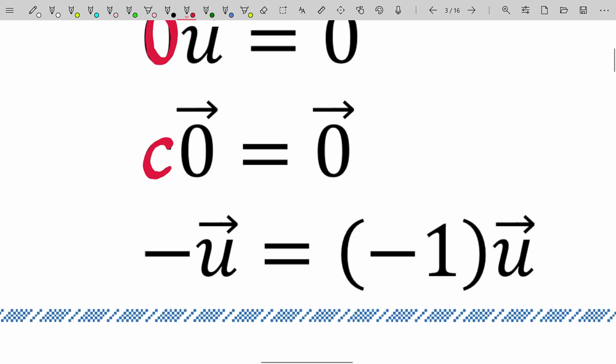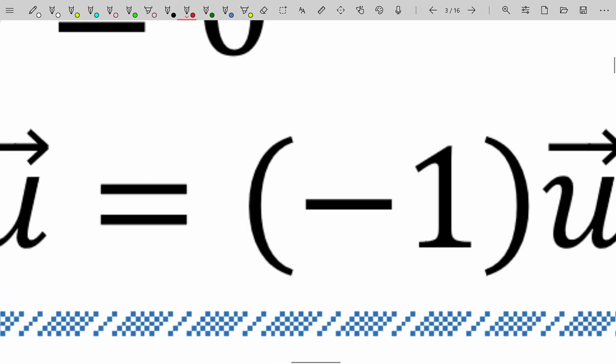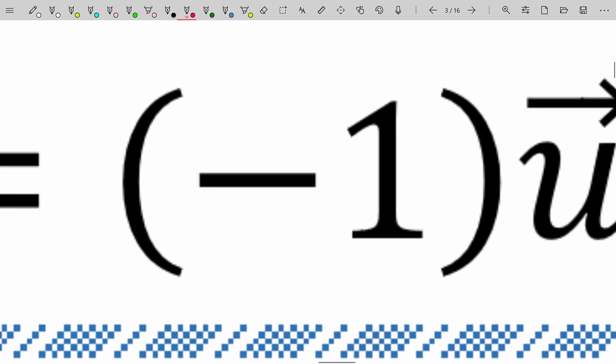And then notationally, this last one is kind of obvious. The opposite of the vector u can be rewritten as -1 times the vector u, -1 being from our underlying field.